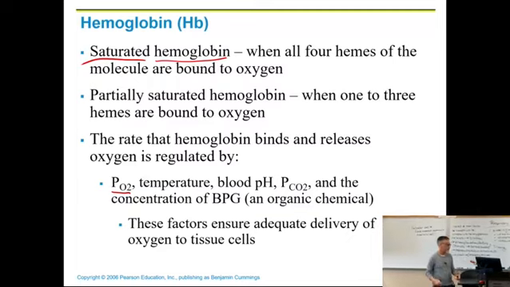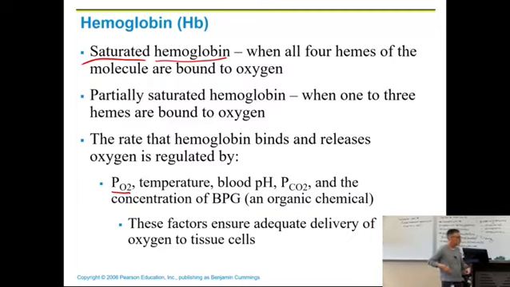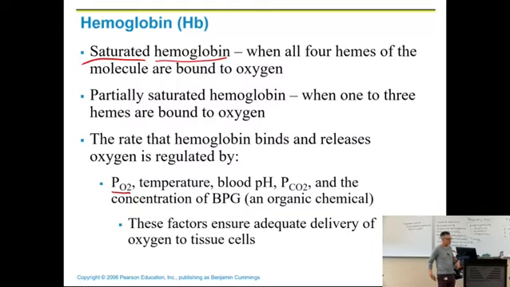Again, like this philanthropist going to the bank, there's lots of money there. That's a good place to restock your pockets, right? There's lots of oxygen up in the alveoli in the lungs. That's a place, if there's a high partial pressure of oxygen there, I'm going to restock. I'm going to fill all those binding pockets, okay?